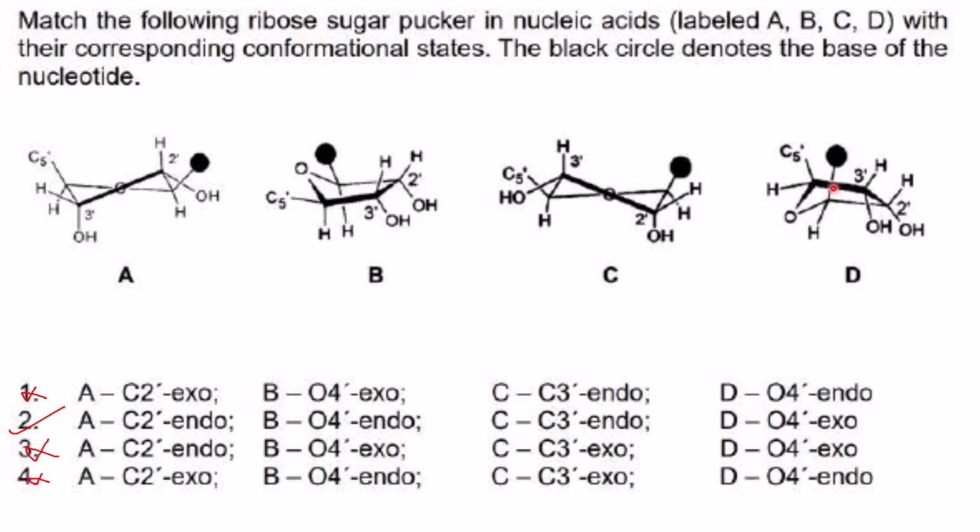Now what will be D? D is, based on the position of this thing, what is that? Oxygen, because it is O4 in all the options. So O4, and the oxygen atom is below the plane and it is lying on the opposite side of the C5 atom. So it has to be exo conformation. So D is O4 prime exo. So the answer is option 2.